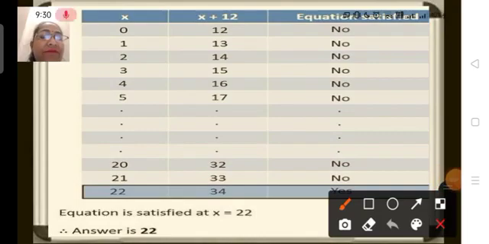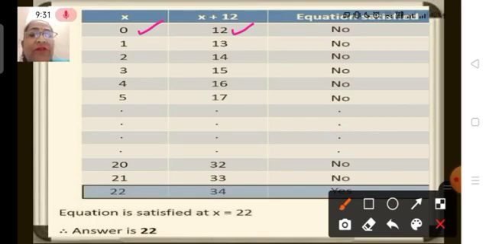Now we will find out for which value of x the value of expression x plus 12 becomes equal to 34. First we will take the value of x as 0. Then the value of the expression will become 0 plus 12, that is 12. But children, here we want the value of x plus 12 as 34. That means the value of x does not satisfy the given equation x plus 12 is equal to 34.